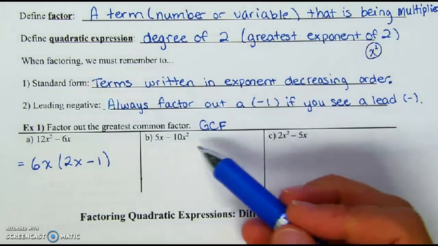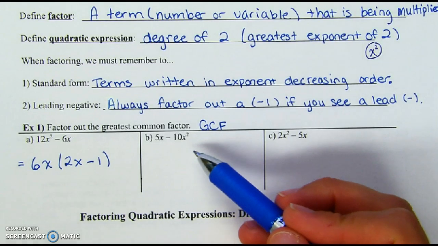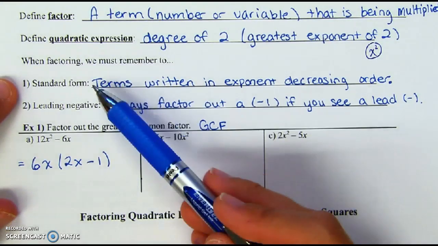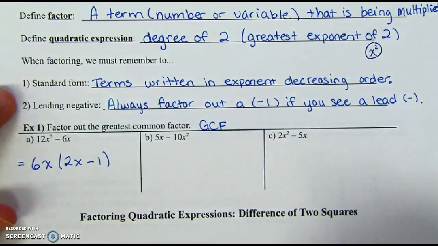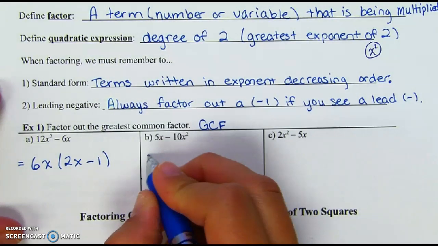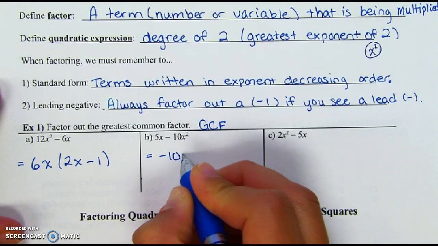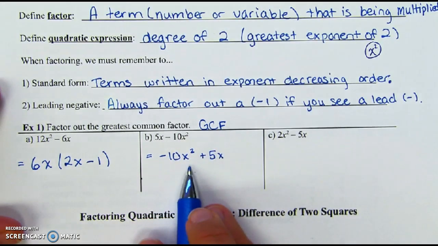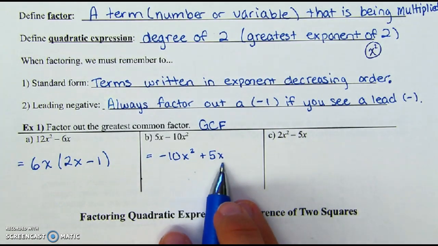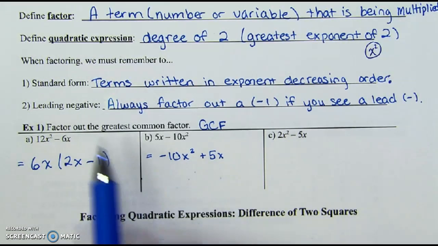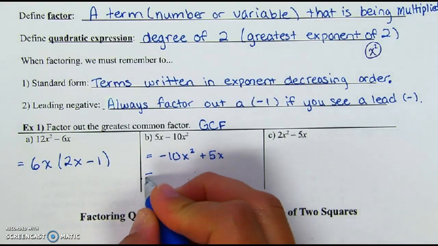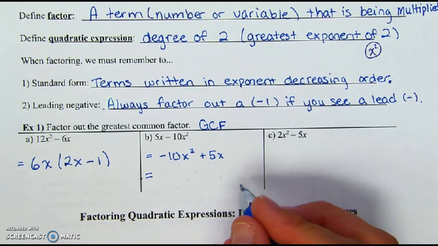Let's do another one. I was ready to factor out the greatest common factor of 5x, but we have to write it in standard form first, and this is not in the correct order. So we need to rewrite it with the negative 10x squared plus 5x. The x squared has to go before the x in order. Now, do you see a leading negative? Do you see a negative in the front? So we're going to make sure that we factor out a negative.